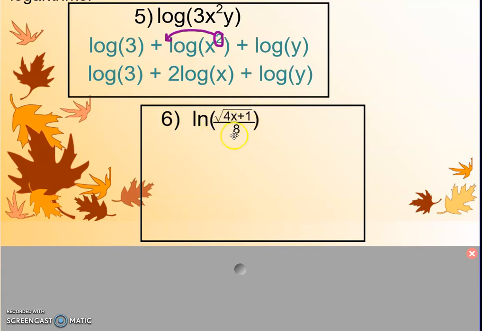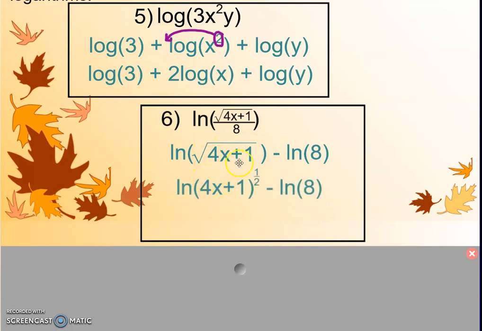So first of all, notice the quotient property. So I'm going to separate these logarithms by subtraction. Second of all, I see a radical. Well, that's just an exponent. So if I rewrite this radical as a 1/2 power, you'll see I have one more thing I can do, and that's that I can grab this exponent and bring it down with everybody else, and we end up with that.